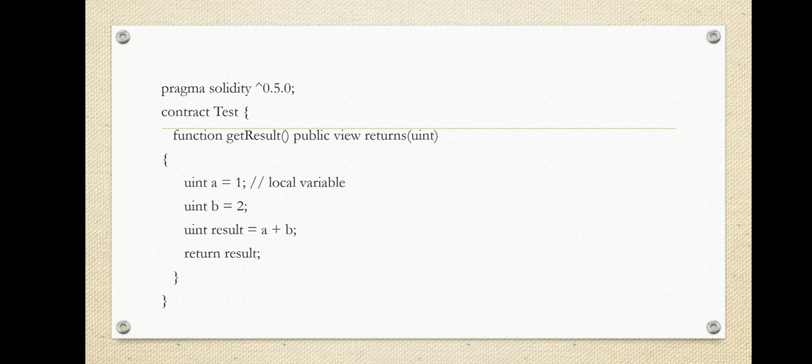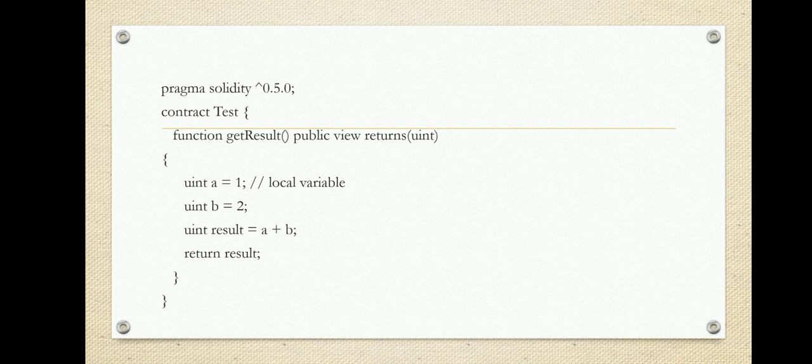In order to illustrate functions in Solidity programming, the first line is a pragma statement, which instructs the Solidity compiler which version of the compiler we are going to use, that is 0.5.0. After that, we are defining a contract. The name of the contract is test. Within the contract, we are defining a function. The function name is get result. The access specifier is public. Then the function type is view function, which returns unsigned integer.